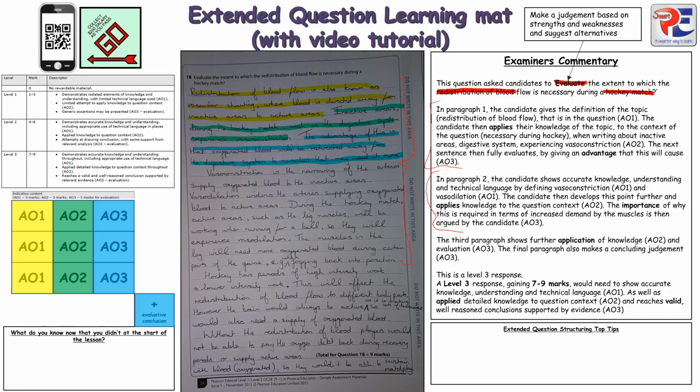So it looks like the candidate in this response has structured their answer a little bit differently. They have given an AO1 point by defining vasoconstriction. For me, that here is just one AO1 point. And then they go on to give a second AO1 point by defining vasodilation. So that's 2 AO1 points there for me.